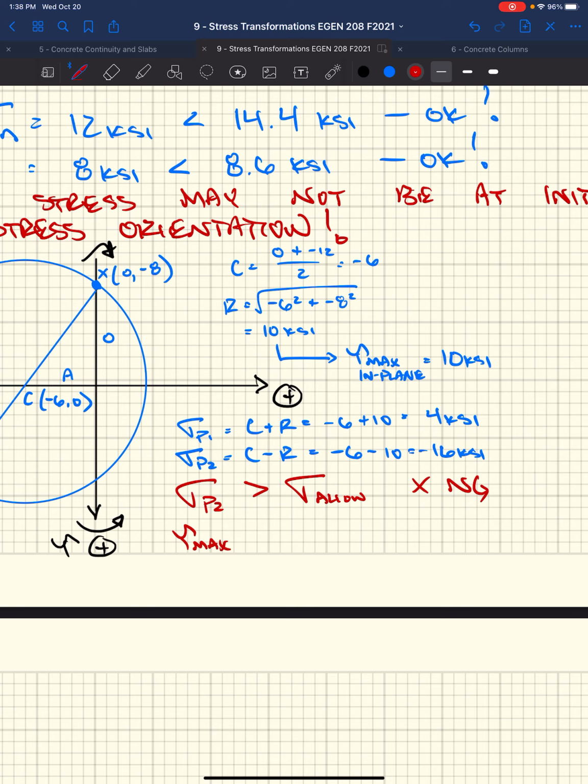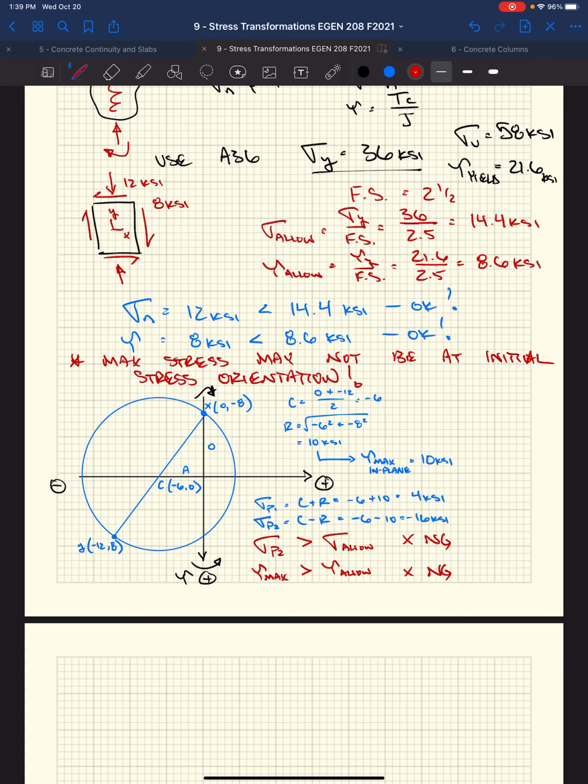Then we have our maximum shear stress. Well, that's also greater than our allowable shear stress we calculated, right? We have 10 KSI of shear stress at a certain orientation. Well, that's greater than our allowable 8.6 that we calculated. So that's no good, right? So if you stopped up above, you could have made a very bad mistake, right?